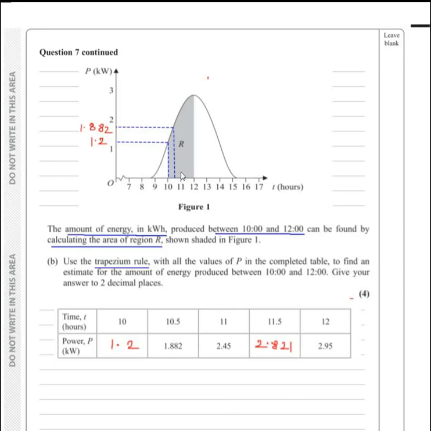Similarly, at 11, we have a value of 2.45 over here. Similarly, at 11.5, it comes between 11 and 12. 11.5 is here. So we will be having a power of 2.821. And at 12, we have a power of 2.95. So let us just write it on the y-axis. This is 2.95. And the lower one is 2.821. And this is 2.45.